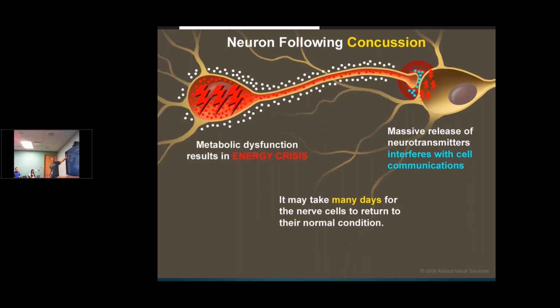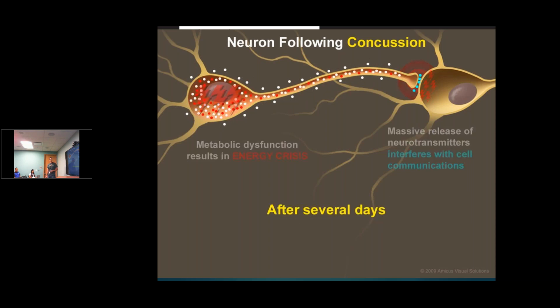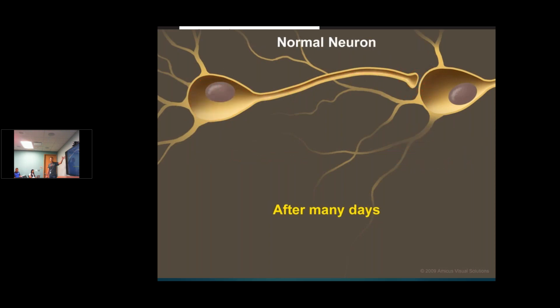So this process may take many days for the nerve cells to return to their normal condition. And after several days, after many days, it returns back to normal. In concussions, kids, adults, we heal from concussion. You just have to allow the brain time to do that. That's why I enjoy doing this work, is because the kids that I see, the athletes that I see, I get in the hospital, they recover with proper management.